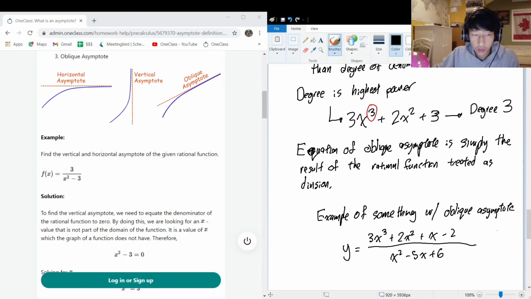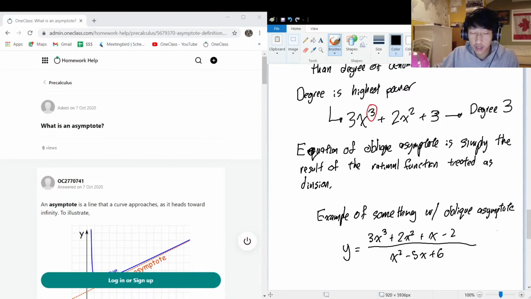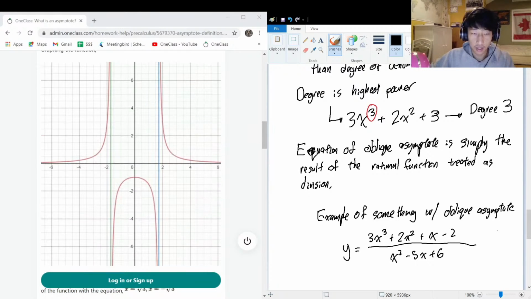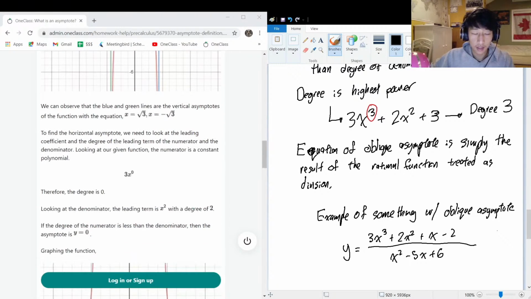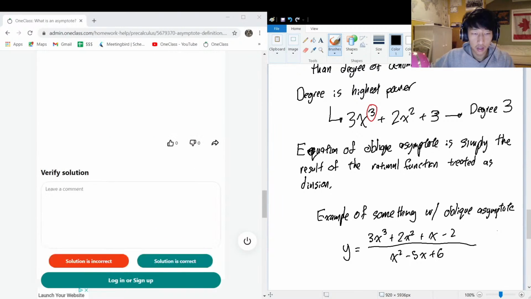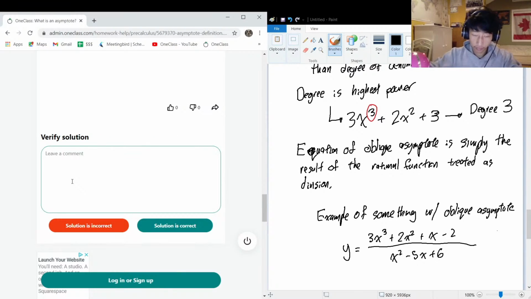Okay, cool. That would be a brief rundown of how we can get an asymptote. And this solution above is good, with good examples. Awesome.